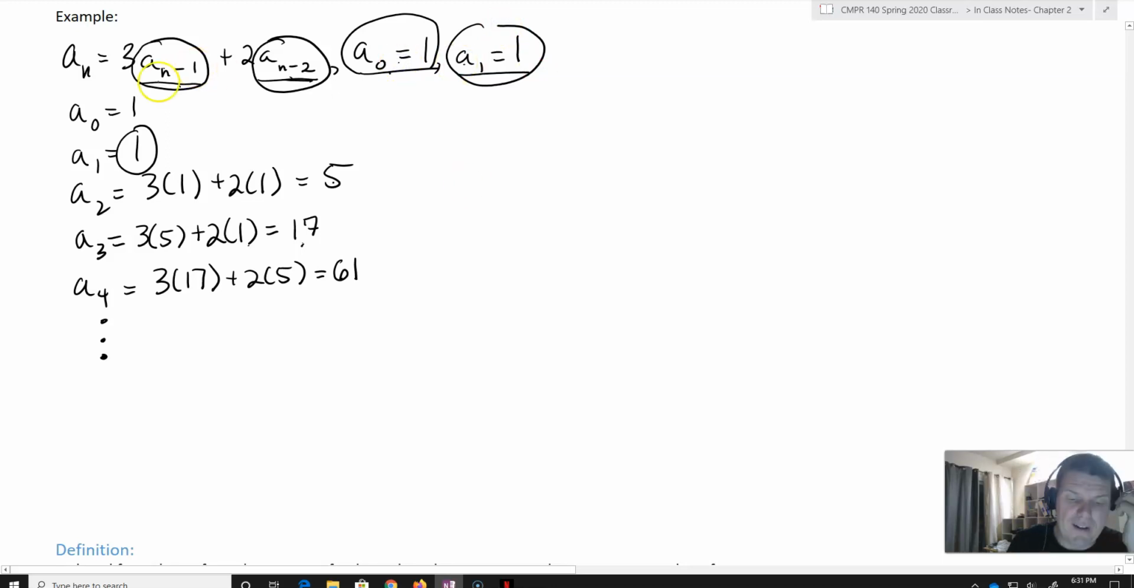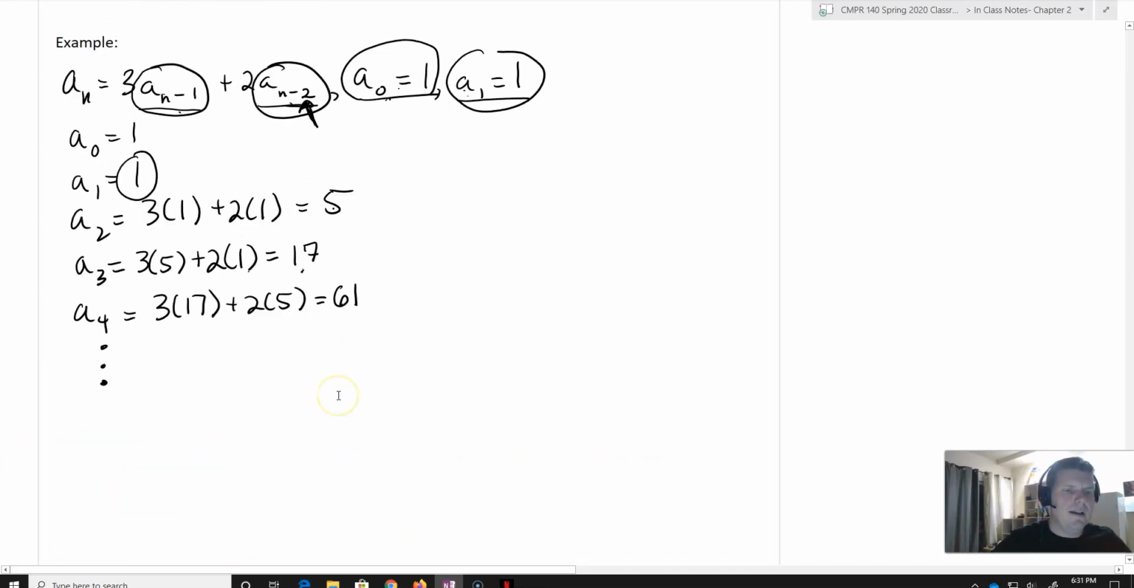Or if I had, for example, a to the n minus 1 and a to the n minus 3, excuse me, I'll need the first three, right? I'll need a naught, a1, and a2, right? Because I'm going to need to start at a3 and define it in terms of a2 and a naught, okay? So whatever the biggest value is inside of your recurrence relation, in terms of n minus whatever that value is, that tells you how many initial conditions you're going to need in order to actually develop the recursion relation.